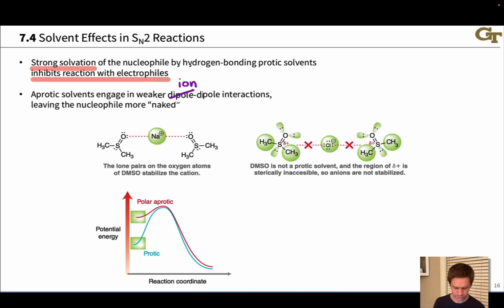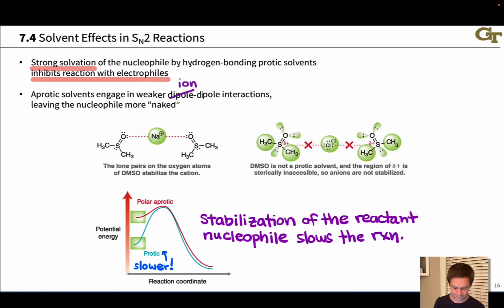And this creates a situation where the protic solvent reaction is slower because notice, the activation energy has gone up as a result of the stabilization of the reactant. So this reaction is slower in a protic solvent because of stabilization of the reactant. When the reactant is less stable, the reaction is all of a sudden faster. So stabilization of the reactant nucleophile here actually slows the reaction down. This is why, in an energetic sense, protic solvents are not good for the kinetics of SN2 reactions.